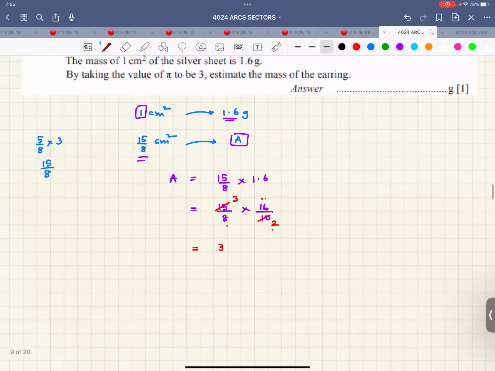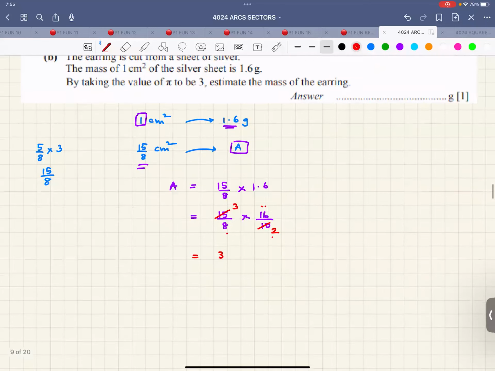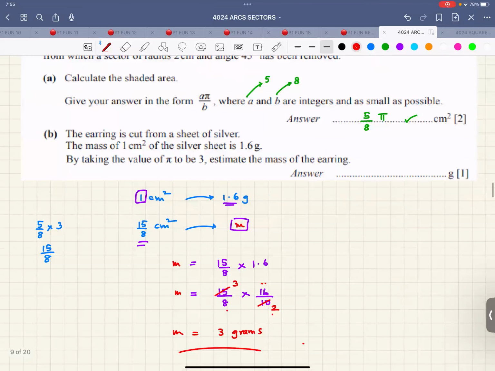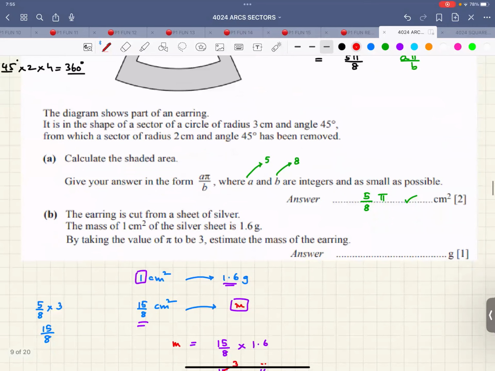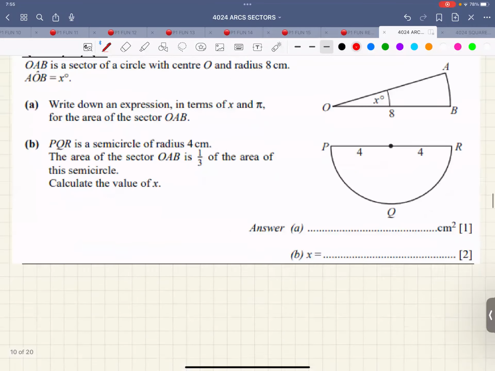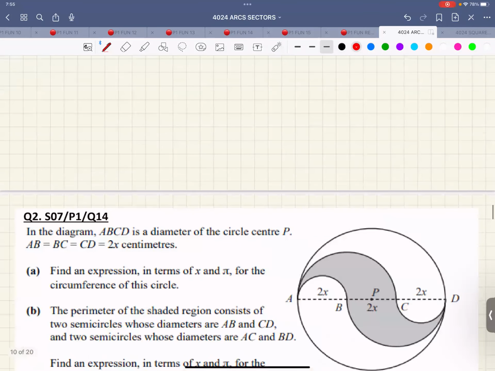And I don't know why I used A. M would have been better. So let me use M for the mass. This is M, this is M, this is M. That is 3 grams. That is the answer for this particular part. So again, a paper 1 question. Now, try this one out. This one is tricky. I want you to think and try.